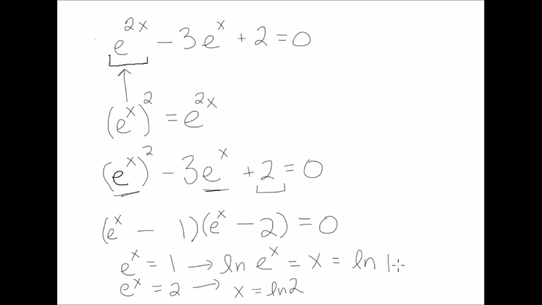Notice that we should probably simplify the first one. The natural log of 1 is always going to be 0 because any number raised to the 0th power will be 1.